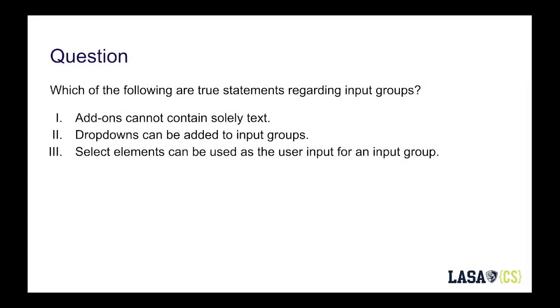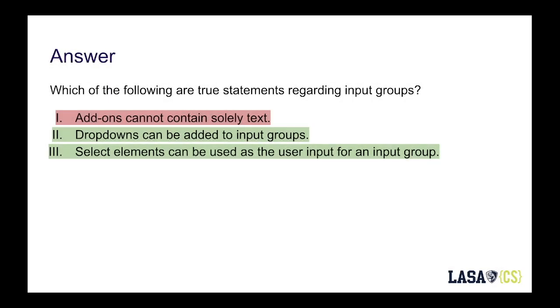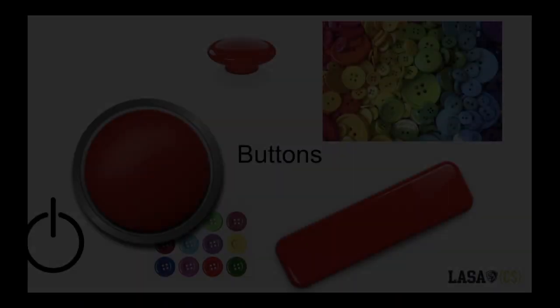Which of the following are true statements regarding input groups? Add-ons cannot contain solely text, drop-downs can be added to input groups, or select elements can be used as the user input for an input group. The correct answers are that drop-downs can be added to input groups and select elements can be used as the user input. Okay, now I'm going to talk about buttons.